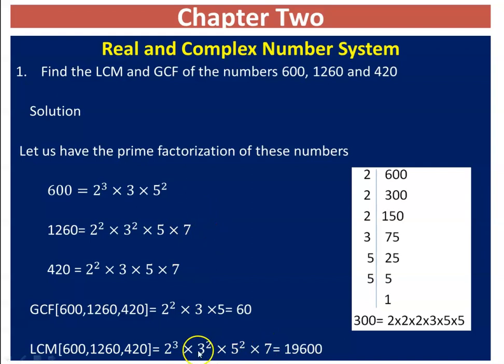So the next task is a matter of multiplying all this. This is 8 and this is 9. This is 27 times 7, and when you multiply all this, you do have 19,600. So from this you can understand that the LCM is 9,600. So it is in this way that you need to do whenever you are asked to find LCM and GCF of arbitrary three numbers. I hope you have understood this one.